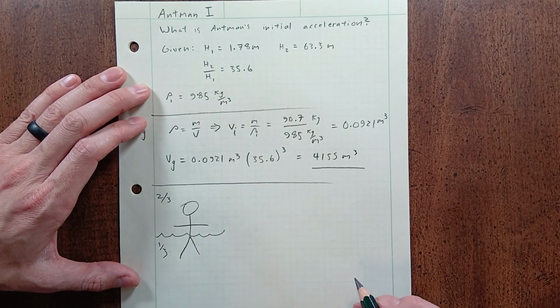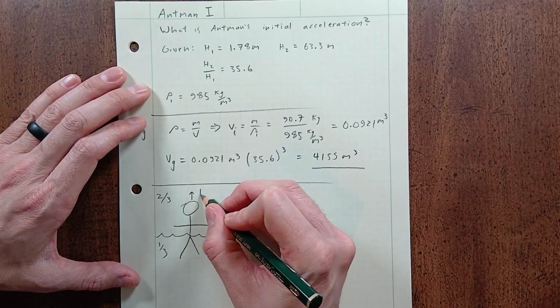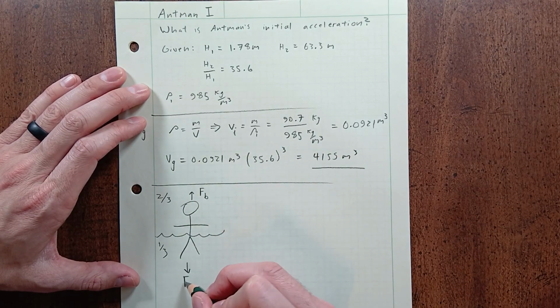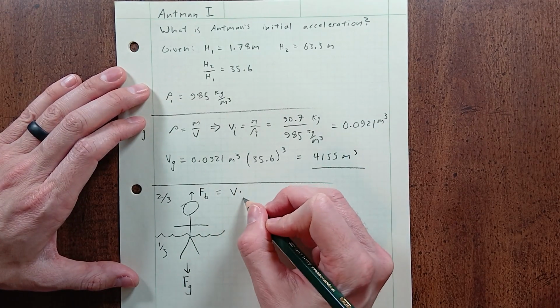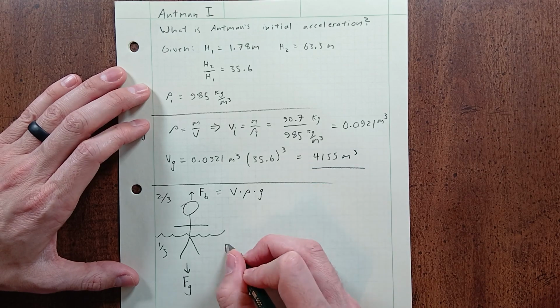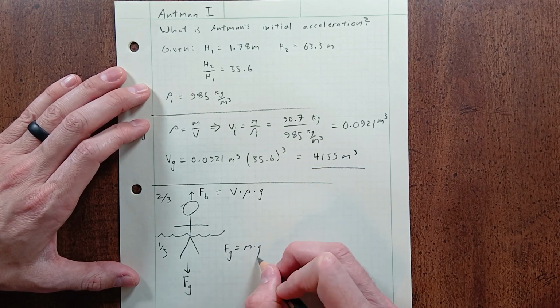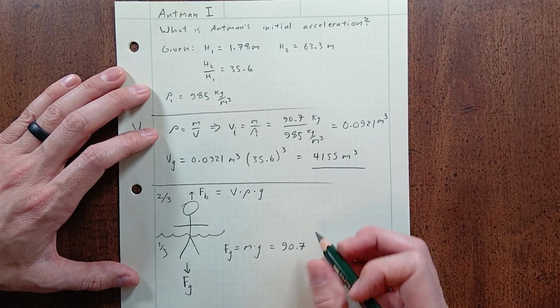Note that 2/3 of his body are above the water and 1/3 is below. This is important because buoyant forces are based on the volume and the density of the fluid they displace. We also have the force due to gravity, which is m times g.